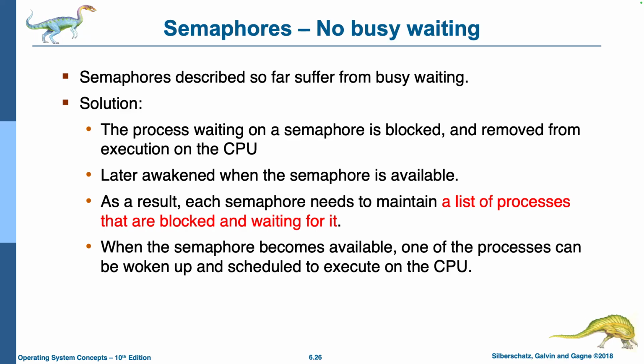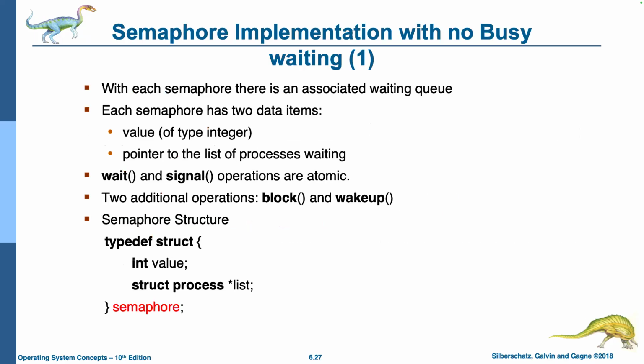So each semaphore is associated with a waiting queue. All this is to avoid busy waiting. Remember, each semaphore has two data items: the value, which is an integer, and a pointer to the list of processes waiting. If the value is 0, all of them wait. If the value is greater than 0, then it can wake up one blocked process.